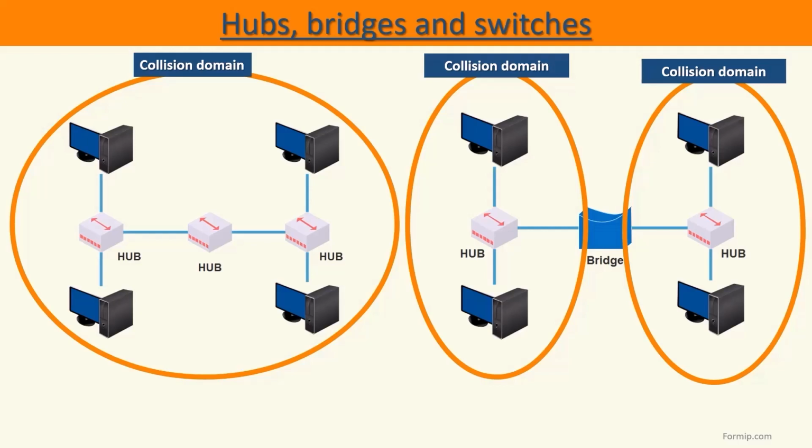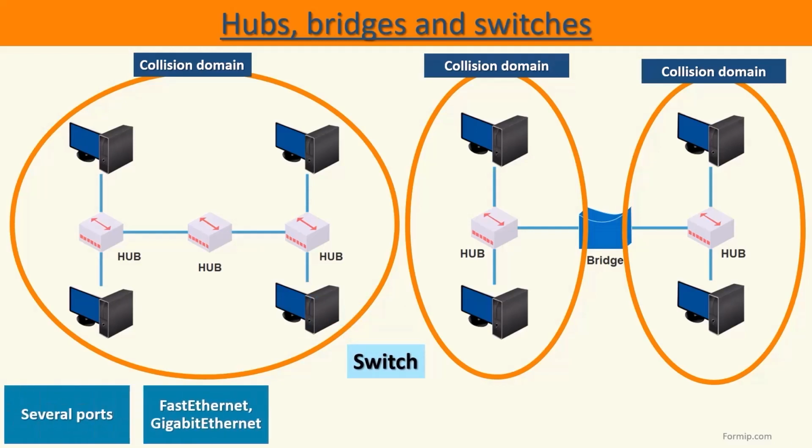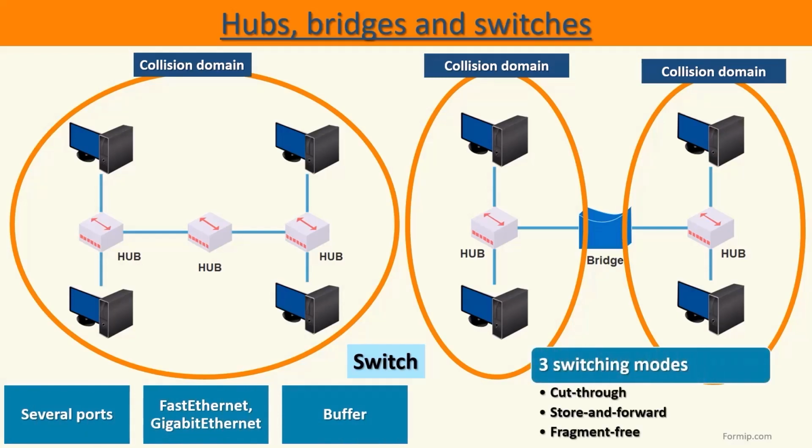Nowadays, we hardly use them anymore, because the switch has arrived. The switch has several ports. They may have different speeds per port, such as Fast Ethernet or Gigabit Ethernet ports. They have a large buffer. And they have 3 different switching modes. There are several types of switches, which use different methods to transmit frames.